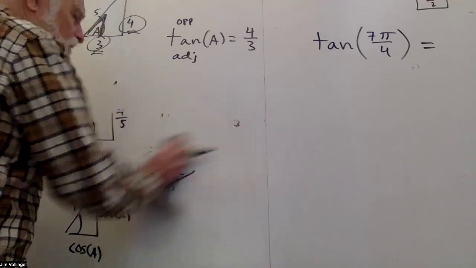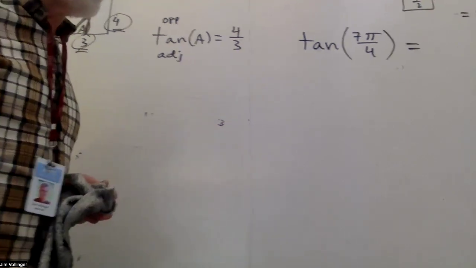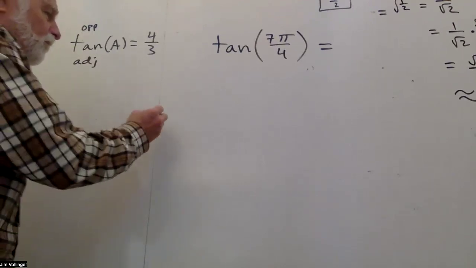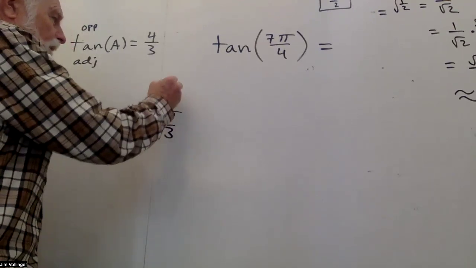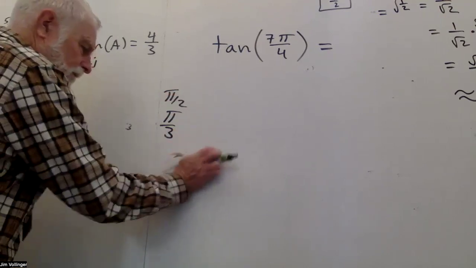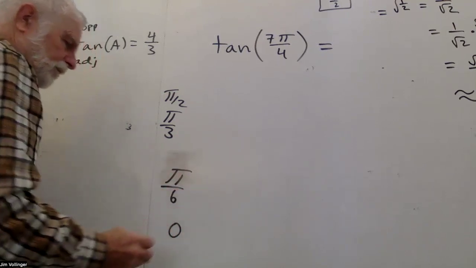All right, so we got a new trig ratio, and the ones that I want you to get familiar with first are the pi over 4s. Then we've been doing pi over 3. We've been doing pi over 2. We've been doing pi over 6. I got to do that one a little lower. And we've been doing 0.